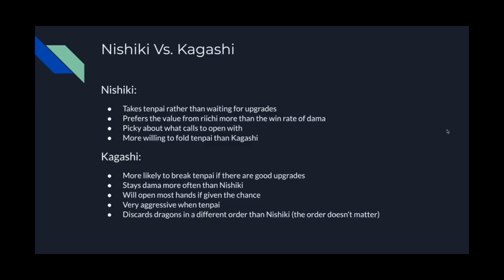And then finally here I have a point, just talking very briefly: when you have some early discards and you have a bunch of one of each of the dragons, and none of them have been discarded, so it doesn't matter which one you cut, the order that Nishiki cuts them and Kagashi cuts them is different. It's not worth really thinking about. But it's worth noting that you'll sometimes see Nishiki cutting one dragon, Kagashi cutting a different one.